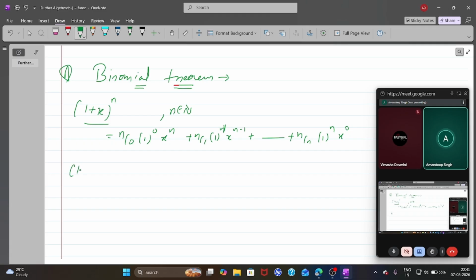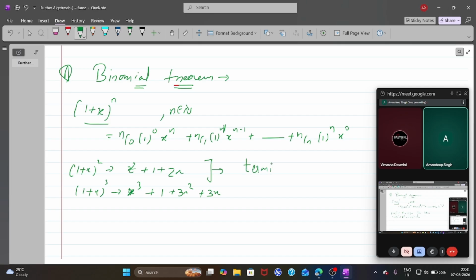Finite as in if you expand 1 plus x to the power 2, you will get three terms, right? If you remember, like x square plus 1 plus 2x. If you expand 1 plus x cube, then you will get four terms, right? Like x cube plus 1 plus 3x square plus 3x. Similarly, if you expand 1 plus x to the power 4, you will get five terms. That means you are getting a terminating expansion, isn't it?